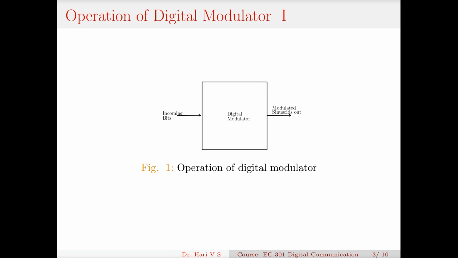If we consider the digital modulator as a block, as a black box, what is coming at the input are the incoming bits, and outgoing is a modulated sinusoid. Corresponding to each bit or bit pattern, we will have modulated sinusoids going out. So they can be easily transmitted over communication channels or through the antenna.